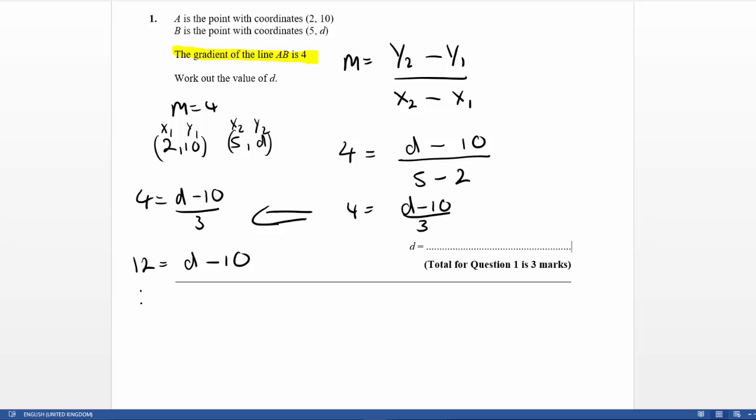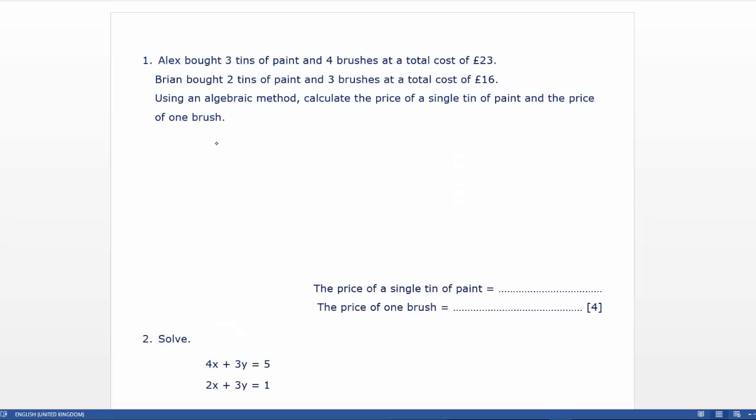Okay, let's do that. So now we're going to have 12 plus 10 is equal to D. So what's 12 add 10? 22. Thank you. So D is equal to 22. So we can write our answer. Perfect. Okay, here's another question here.